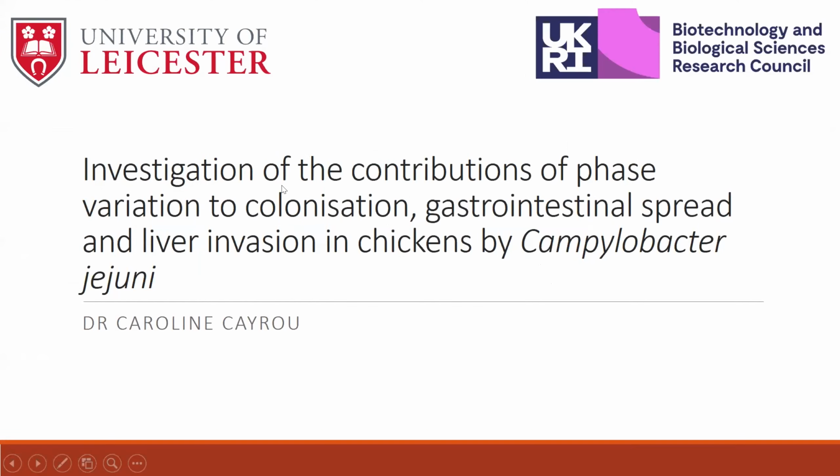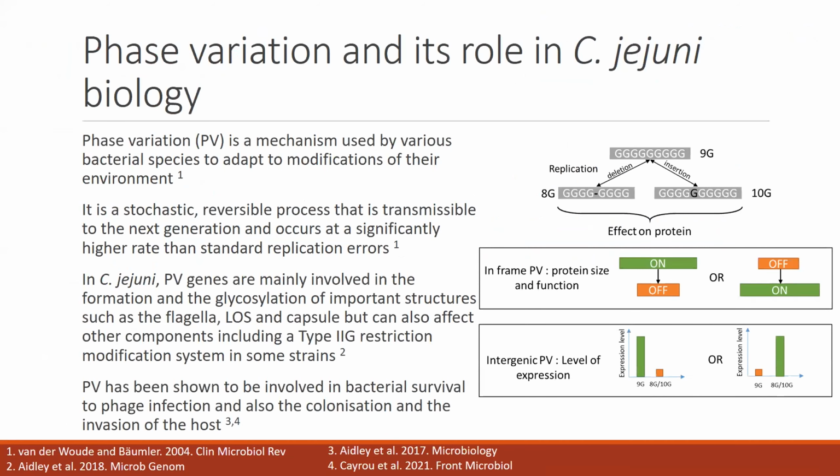So hello, I'm Caroline. Today I will present some preliminary data about exploring the contribution of phase variation to colonization, gastrointestinal spread, and invasion of chicken by Campylobacter jejuni. Phase variation is a mechanism that is used by various bacteria to survive environmental changes.